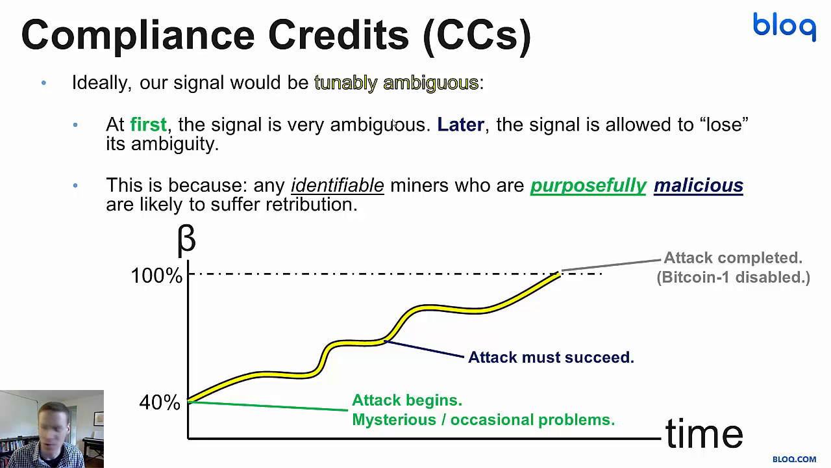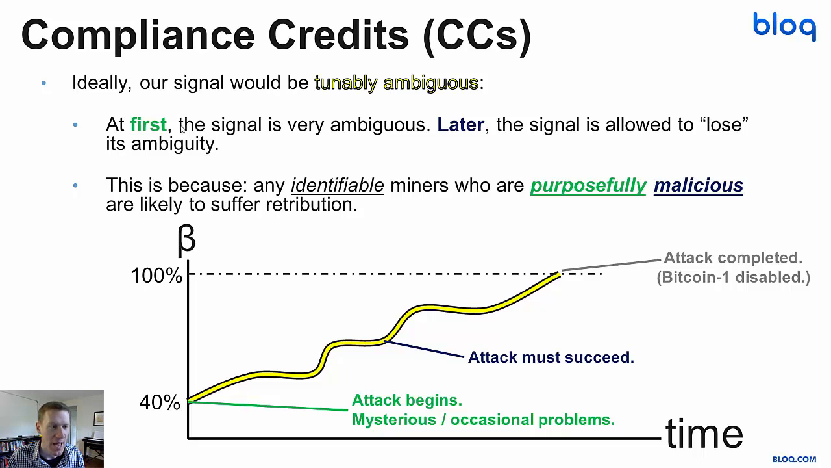So it's getting a little more complicated now, so I hope you're still with me on this. But we're going for something that's tunably ambiguous. We don't just want it to be ambiguous, but we want it to begin ambiguous, and then we want it to later lose this ambiguity. First, we want to address this word, and later we're going to address this word over here, okay? And why are we addressing these words? I'll read it to you. Any identifiable miners who are being purposefully malicious are likely to suffer retribution in some form or another. Maybe social, they might get assassinated, you know, it could just be economic that people abandon them, or there could be shame, but whatever it is, if they're identifiable, and they're being purposefully malicious, there's going to be some pain for them, which we want, as the attacker, to alleviate. We want to make it painless.